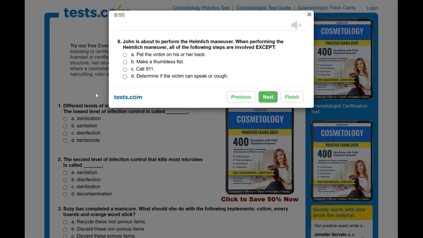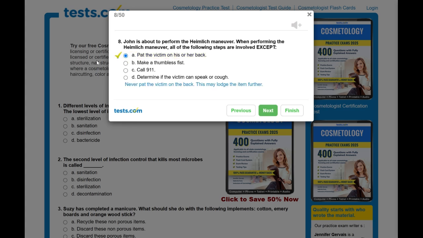Question 8. John is about to perform the Heimlich maneuver. When performing the Heimlich maneuver, all of the following steps are involved, except A. Pat the victim on his or her back. B. Make a thumbless fist. C. Call 911. D. Determine if the victim can speak or cough. A. Pat the victim on his or her back. Never pat the victim on the back. This may lodge the item further.